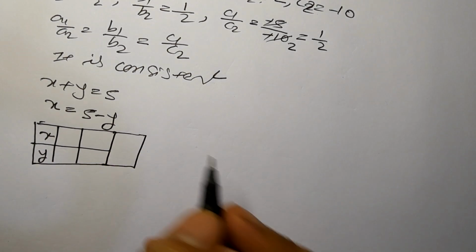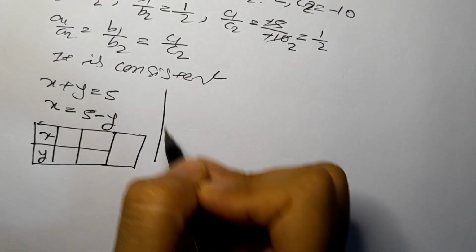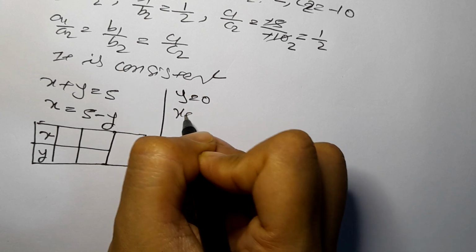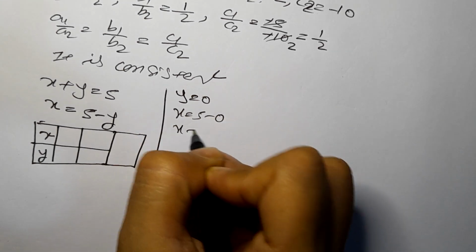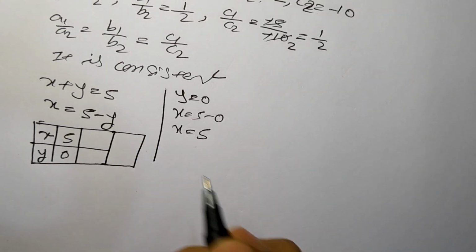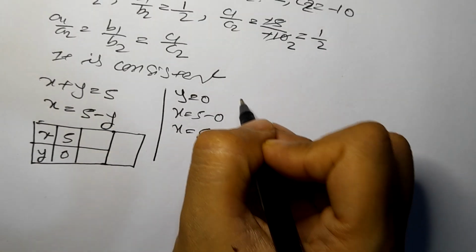So start with the 0. When y is equal to 0, x equal to how much? x equal to 5 minus 0, so it gives 5 minus 0 is 5. So y is 0, x is 5.